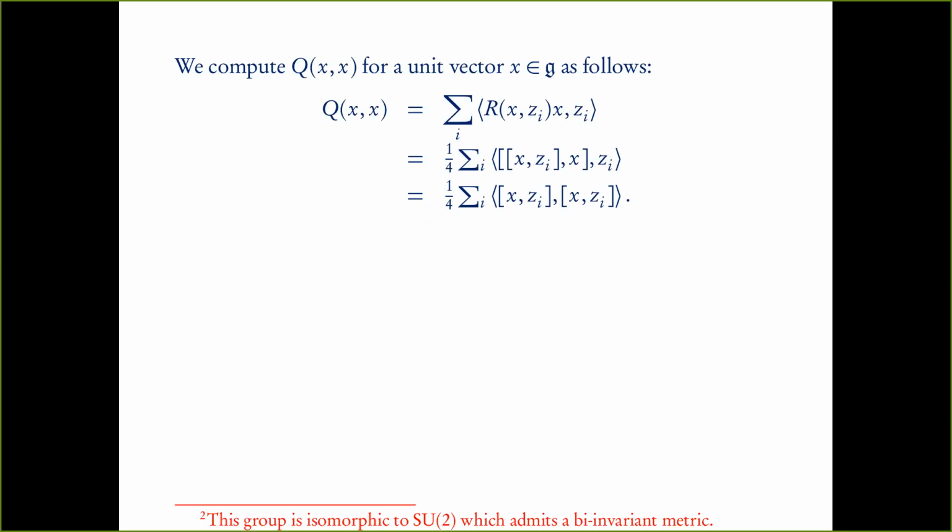So the Ricci is going to be 1 over n minus 1 of this quantity, right? So in fact, the Ricci curvature in the direction x at the point E, the identity, is 1 over 4(n minus 1) times the summation over i of the norm square of the Lie bracket [x,z_i]. Okay. Any questions?